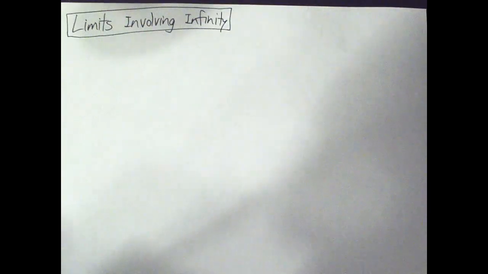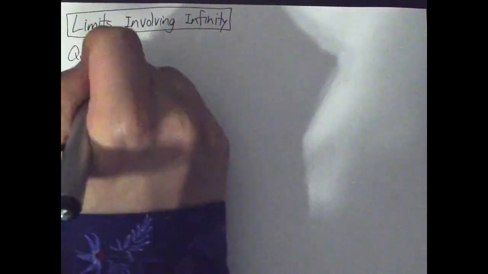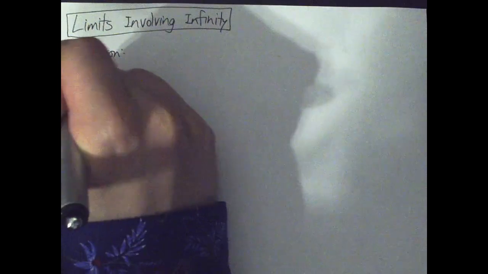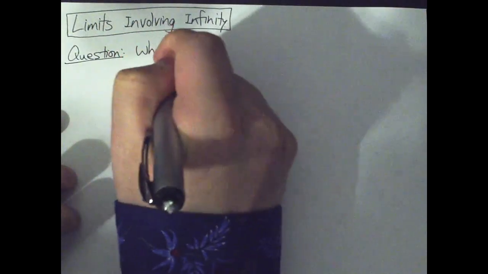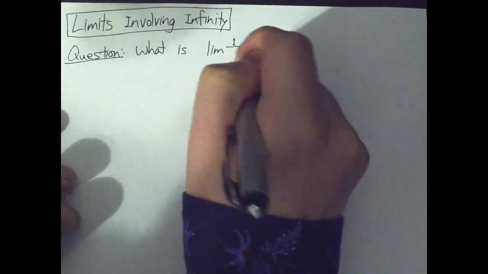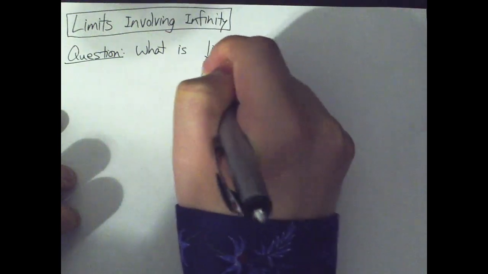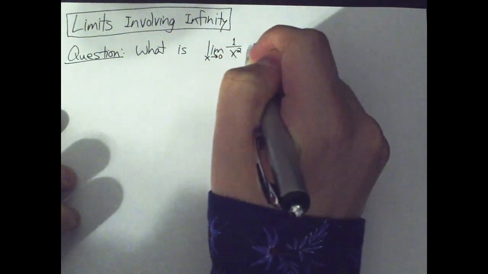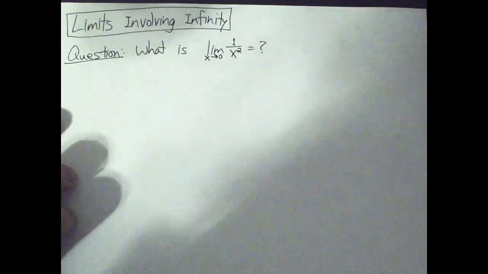I think you've probably noticed by now that a lot of times when we start a new topic, I like to start with a question to kind of motivate what we're going to be talking about. So I'm going to start with a question here. And it is, what is the limit of 1 over x squared as x goes to 0? All right, so what is this limit equal to?